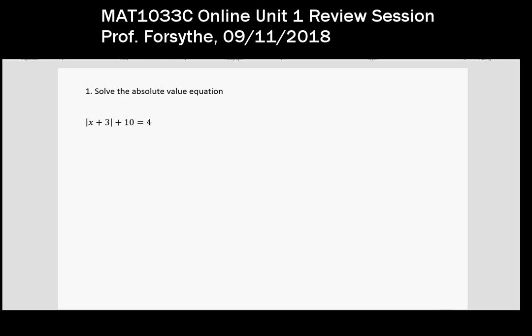So, number 1, solve the absolute value equation. When you're solving an absolute value equation, you want to get the absolute value by itself. So to start, we're going to subtract this 10 on both sides. Then I'm going to have the absolute value of x plus 3 equals 4 minus 10, which is negative 6.